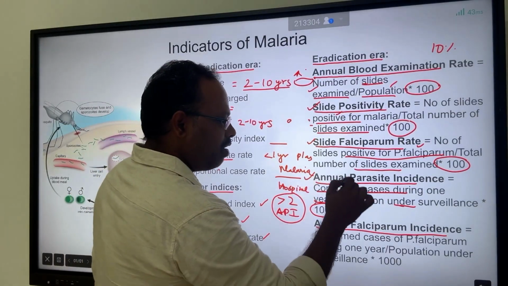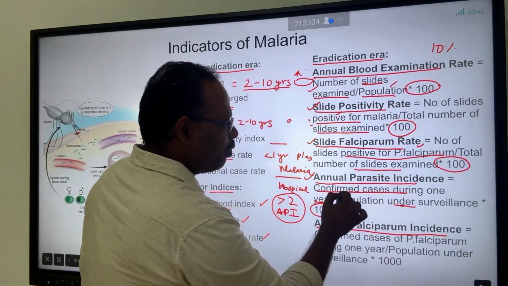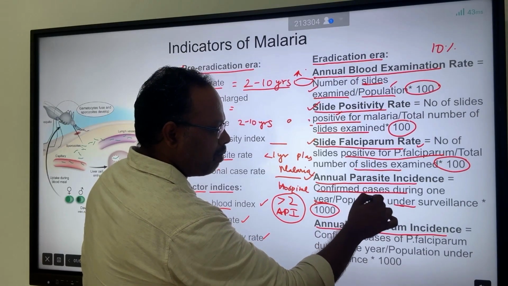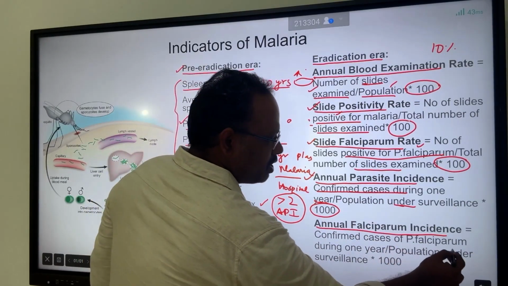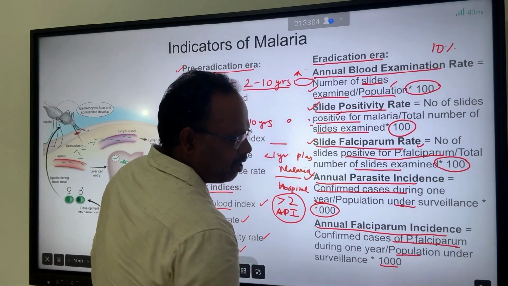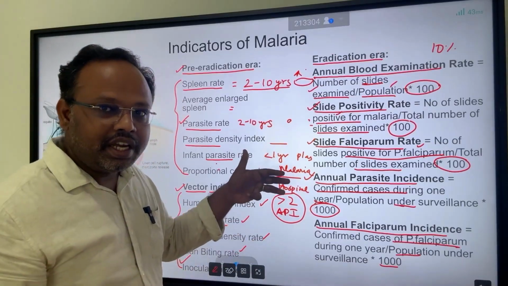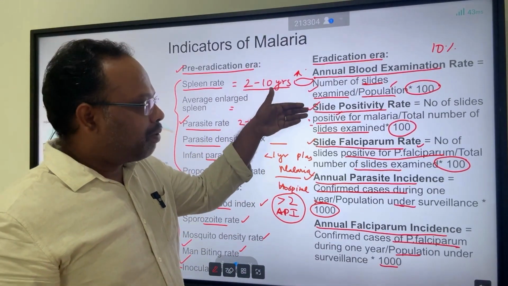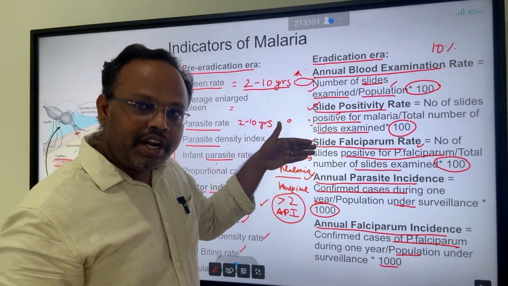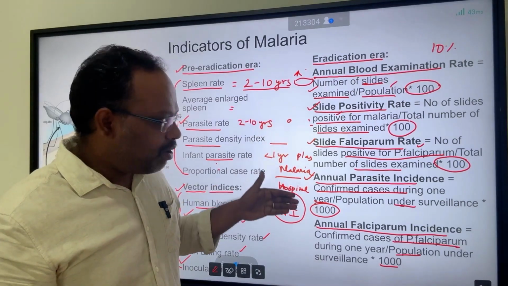So that is the API, having the population as the denominator and confirmed cases during the 1 year as the numerator. If we replace the confirmed cases of malaria with the confirmed cases of falciparum, we receive the annual falciparum index. The multiplication factor is 1000, and the denominator will be population under surveillance. So we have 5 indicators, actually 3 indicators, that is ABER, slide positivity rate and the API only. Since we have incorporated falciparum in slide positivity and the annual parasite incidence, the indicators have become 5.